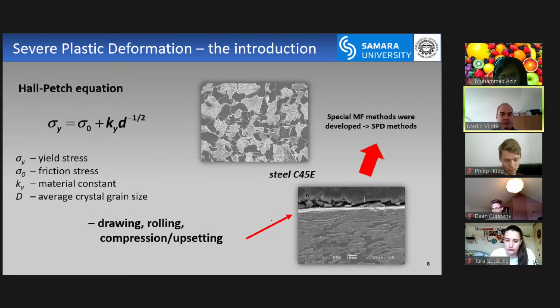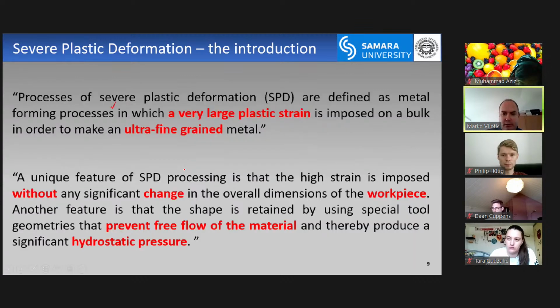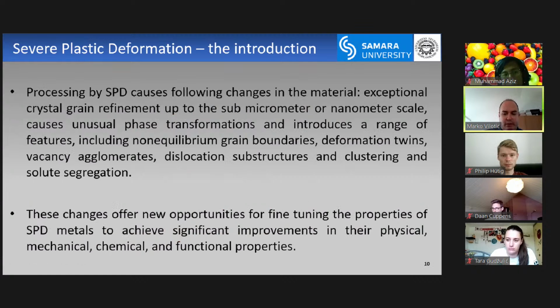So we see here that severe plastic deformation, among other things, focuses on the process: drawing, rolling, upsetting, and so on. Once we become familiar with SPD, I'm going to explain other things. It says here, processing by SPD causes the following changes in material: exceptional crystal grain refinement. This is very true, up to sub-micrometer or nanometer scale. It causes unusual phase transformation and introduces large defects, and you can read about this.